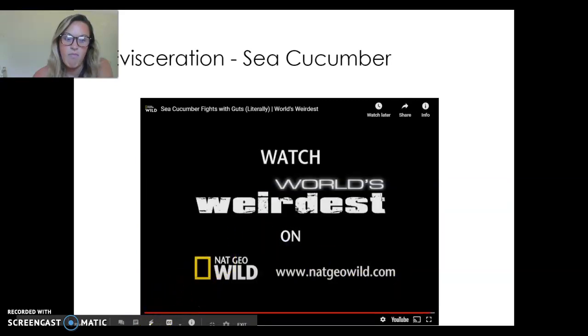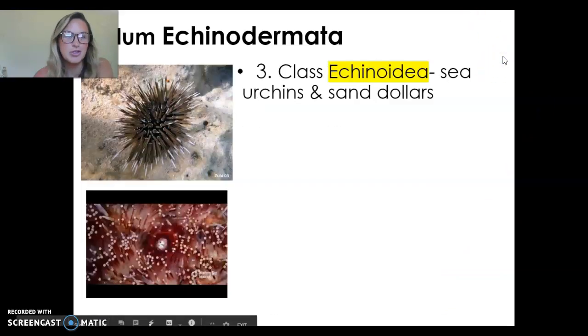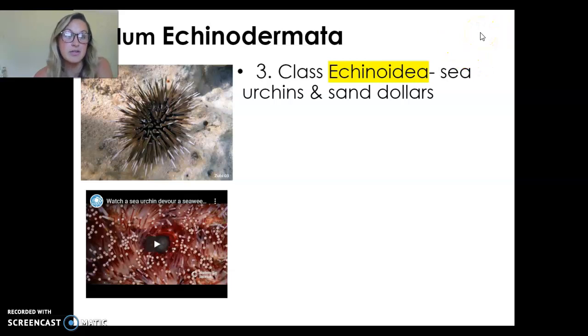All right, so that just shows you what exactly that evisceration looks like: the expulsion of the guts out of either the front end or the back end.